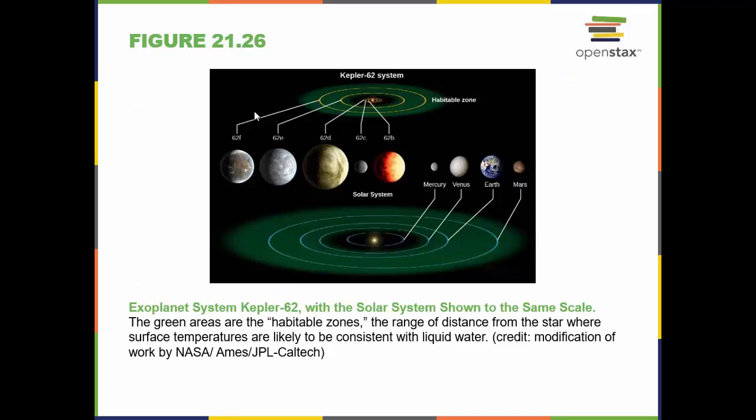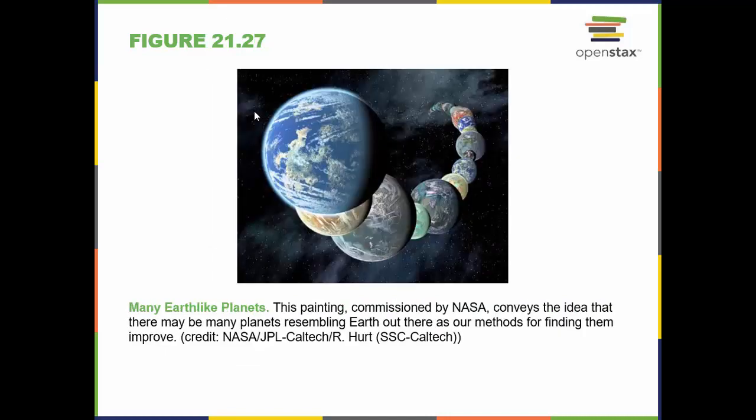So if we look at the exoplanet system for Kepler-62, with the solar system sizes to the same scale, the green areas are the habitable zones, and they range of distance from a star where the surface temperatures are likely to be consistent with liquid water. So this is a painting commissioned by NASA, and it conveys the idea that there may be many planets resembling Earth out there, and our methods for finding them are improving.